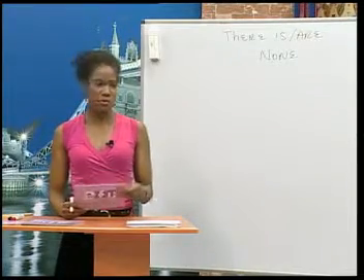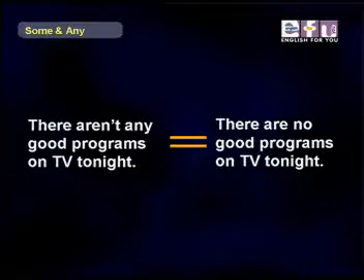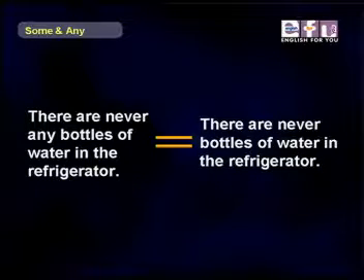Take a look at these examples. Ken doesn't have any homework tonight means the same as Ken has no homework. Different example. There aren't any good programs on TV tonight. This is the same as there are no good programs on TV tonight. Another example. There are never any bottles of water in the refrigerator means the same as there are never bottles of water in the refrigerator.